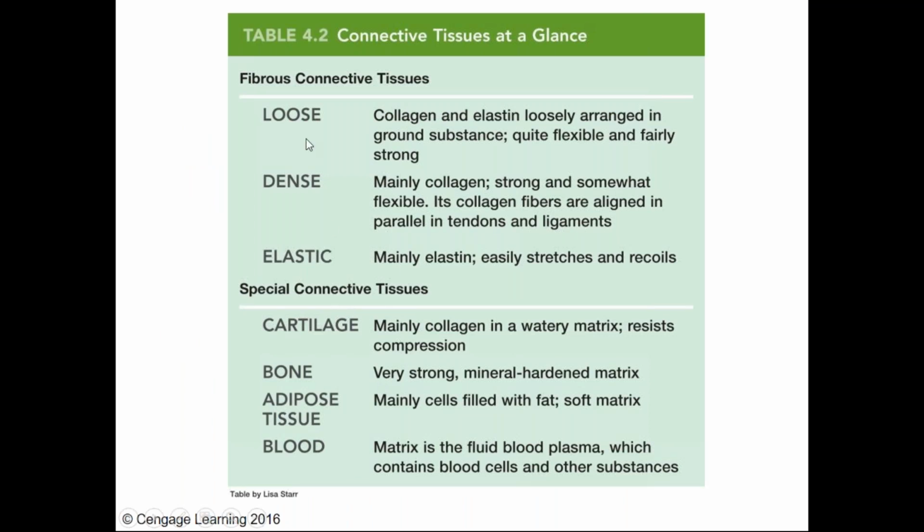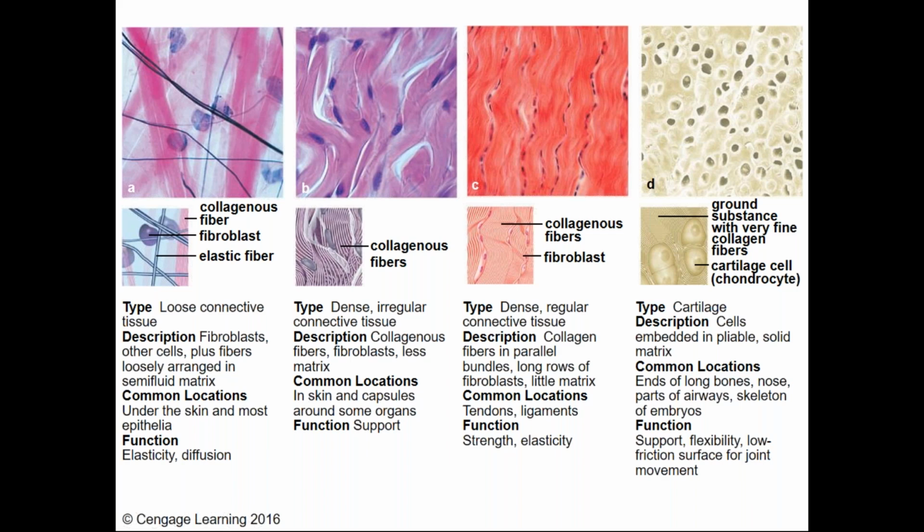And I mentioned to you, and these you probably have not heard much of, but cartilage, you know what that is, right? Bone, adipose tissue, which is fat, blood. These are all types of connective tissue. And here's examples of them.